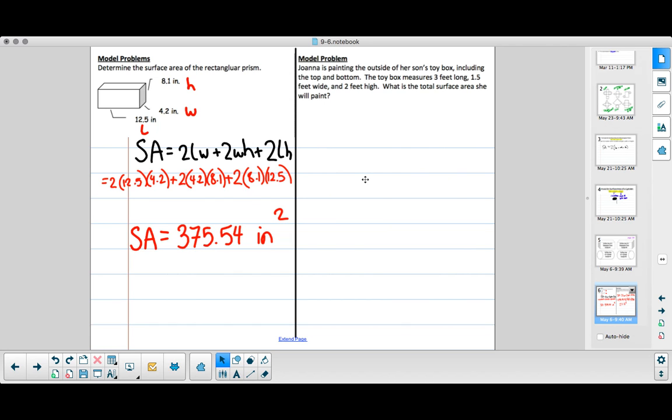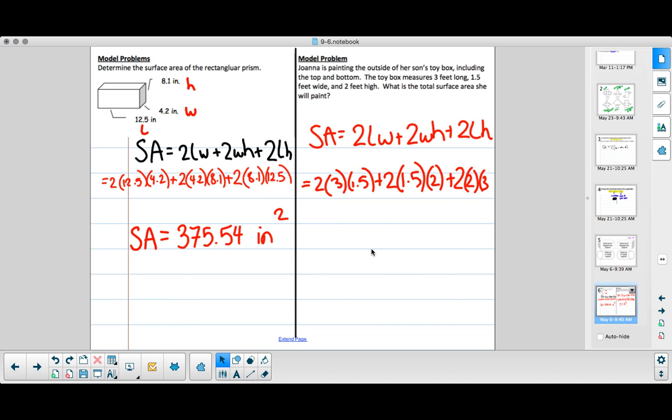The second problem says Joanna is painting the outside of her son's toy box, including the top and the bottom. The toy box measures 3 feet long, 1.5 feet wide, and 2 feet high. What's the total surface area she will paint? So again, we're going to write the formula for surface area, and they told us the length is 3, the width is 1.5, and the height is 2. So you can then go ahead and rewrite the formula with those numbers plugged in. Follow your order of operations, multiply everything out, and then do addition last, and you should end up with 27 feet squared. So that's exactly how much paint you need to cover the entire outside of that toy box.